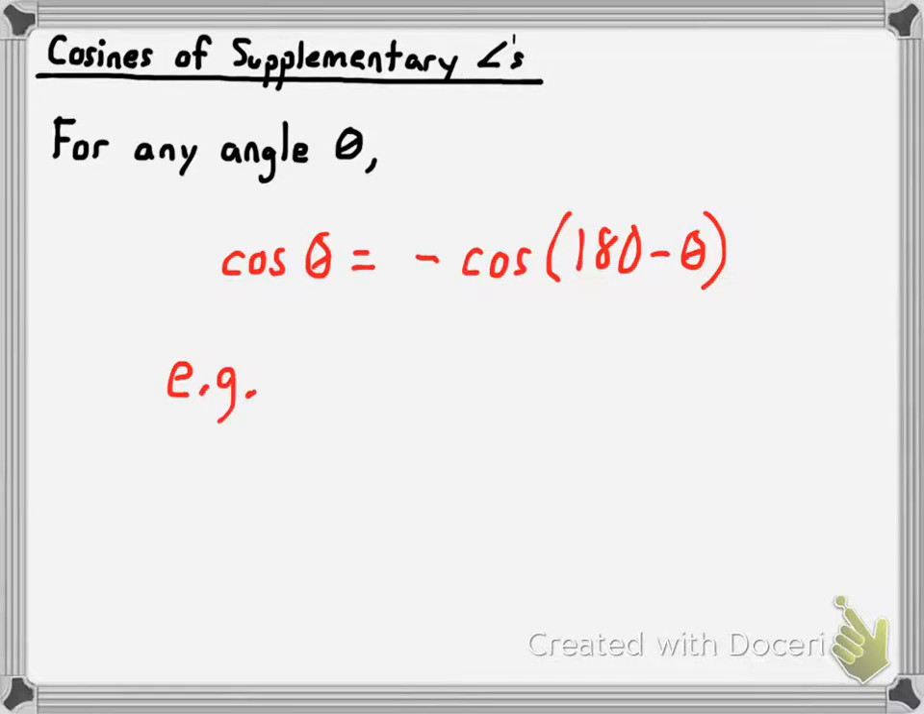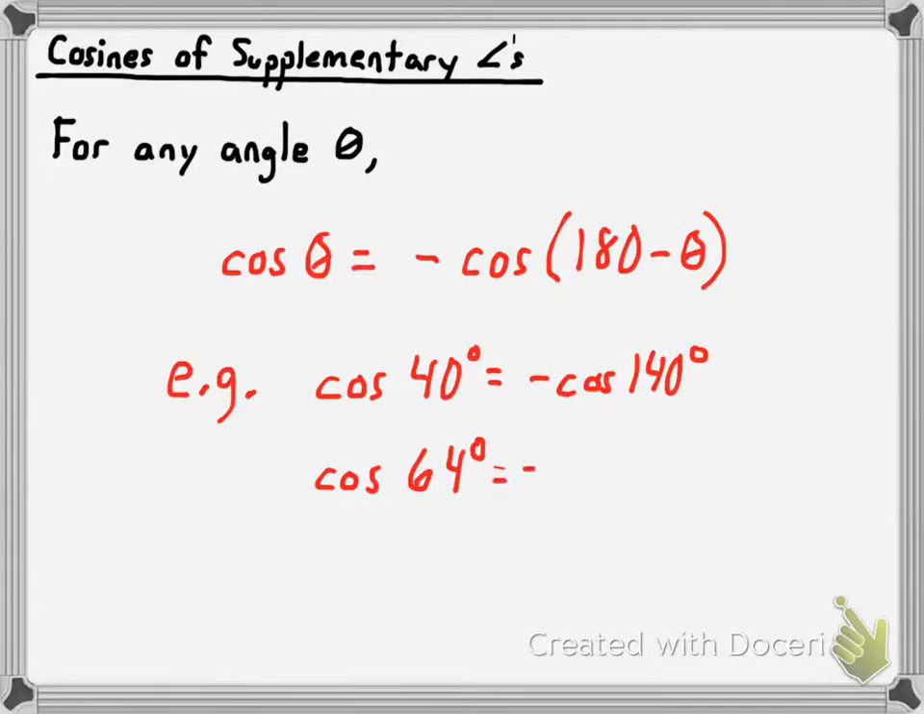let's just pick a couple of supplementary angles, say 40 and 140. The cosine of 40 degrees would equal the opposite of the cosine of 140 degrees. The cosine of 64 degrees would equal the opposite of the cosine of 116 degrees. You got the pattern? Now, it happens to be these that are negative, right? The cosine of an obtuse angle is always going to be negative because that's in the second quadrant. And then these are positive.